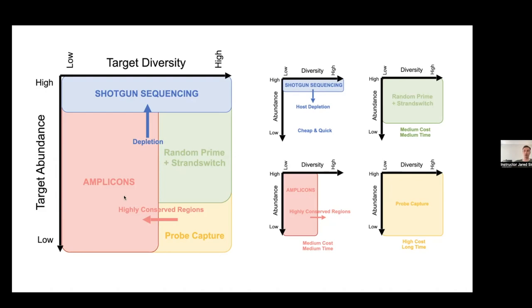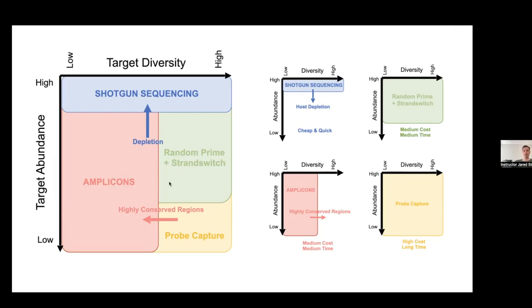You can either do amplicons, you know, tiled PCR primers across the entire genome, or you can do probe capture, where you take short oligonucleotides that bind to the genome of interest, and then you have them attached to things like biotin that you can enrich, and to just enrich for that pathogen sequence.